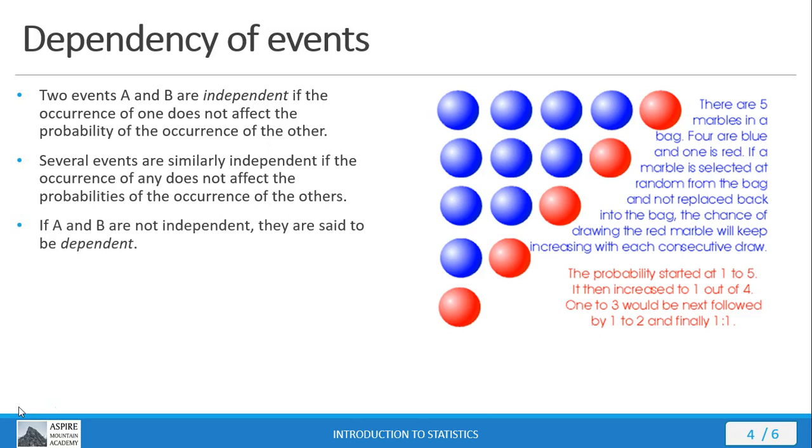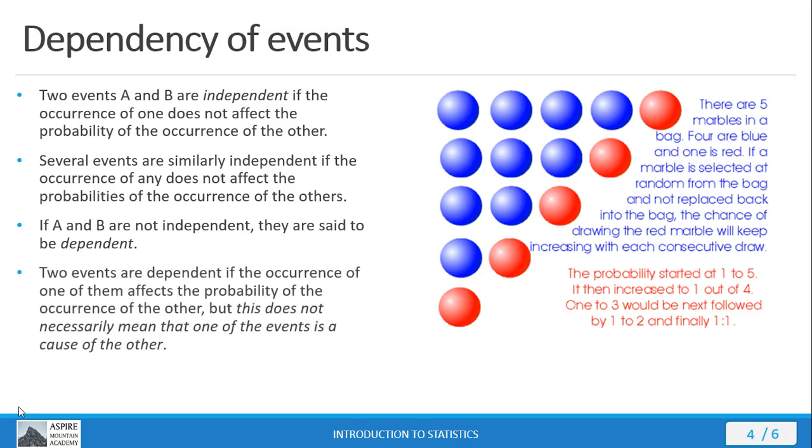However, if one affects the other, then they're not going to be independent, they're going to be dependent. Two events are dependent if the occurrence of one affects the probability of the other. It doesn't mean that one causes the other, but it does mean that the way you affect the calculation is changed. To illustrate that concept, look over here at the marbles that we have.